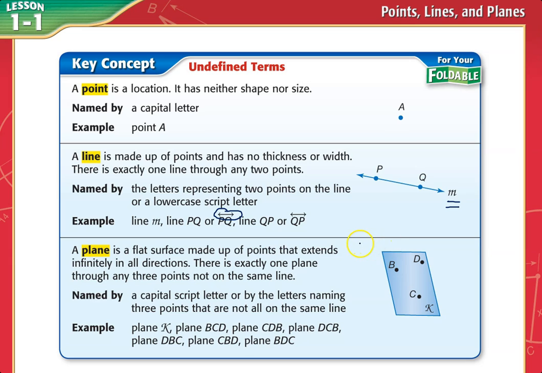And then we have a plane. A plane is a flat surface made up of points that extend infinitely in all directions. And there is exactly one plane through any three points that are not on the same line.